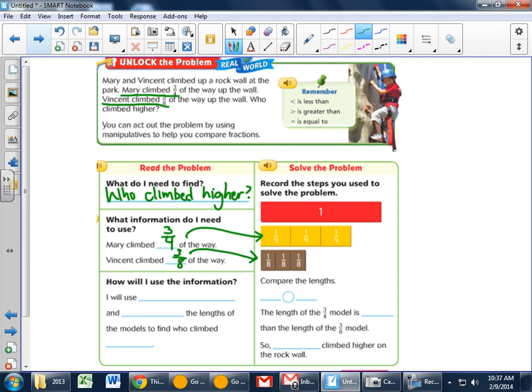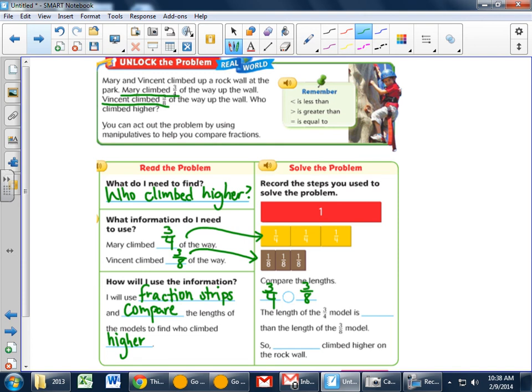I will use the fraction strips that we had, that they did on the page, and that you have in your bags. And you're going to compare the lengths of the models to see who climbed higher. Okay, so now you're going to look at the fractions. Mary was 3/4 and Vincent was 3/8. Just because the denominator is bigger doesn't mean that that is going to be bigger.